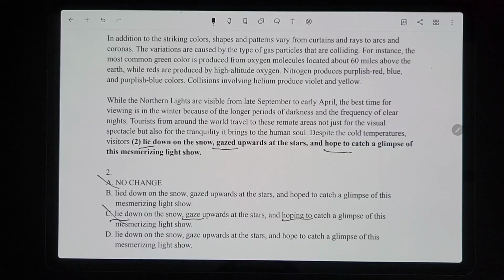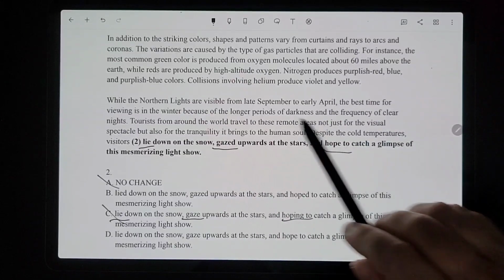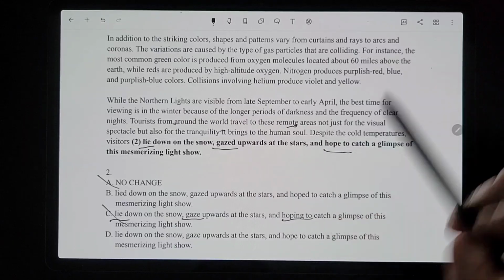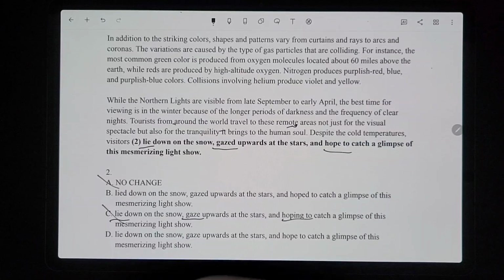Despite the cold temperatures, visitors, and then we have to decide, is it present or past tense right now? So they're talking in present tense when they're talking about the tourists, like they travel here and all of that. So this needs to be present tense, not past tense. We're not referring to a time in the past or anything like that. So it would have to be D.